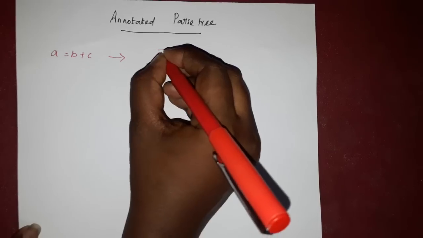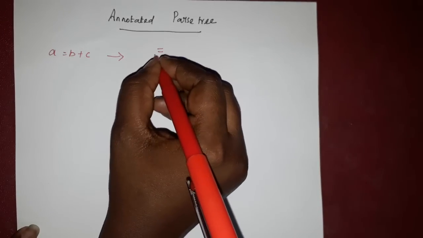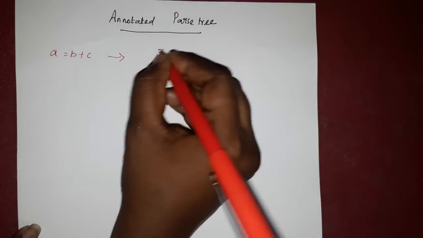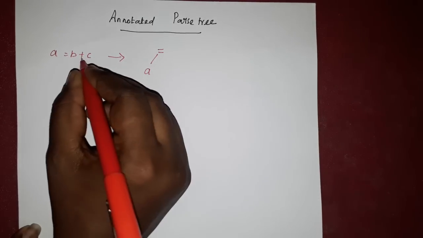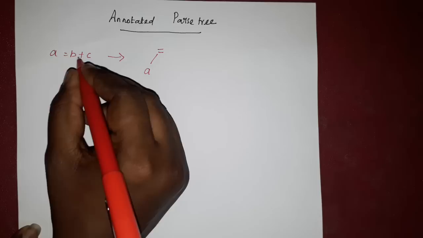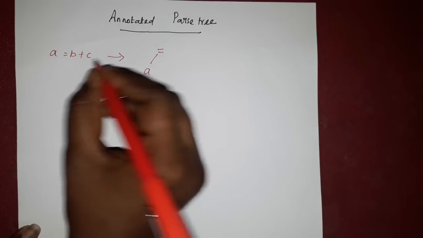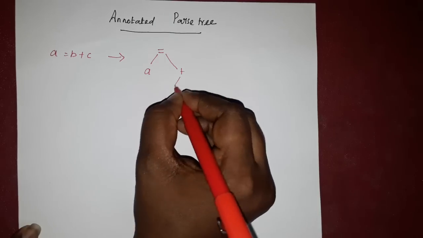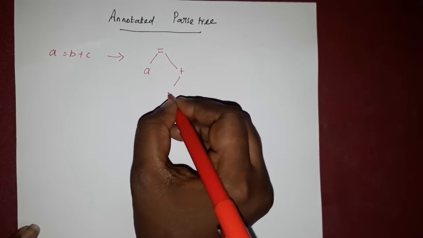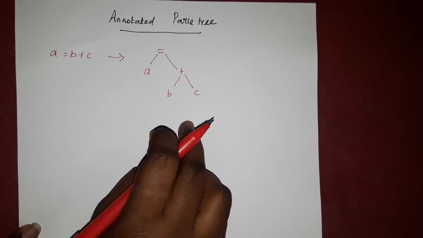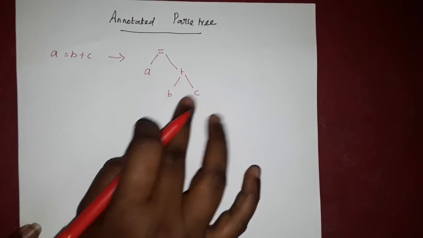Here, is equal to is the root node, and on the left side is the assignment operand. A is an operand, is equal to is an operator. Then plus is an operator which has two pointers. This is the left pointer and this is the right pointer. So it can be split up into plus as a root node, B as the left pointer and C as the right pointer. This may be called a parse tree or syntax tree. This is the parse tree.